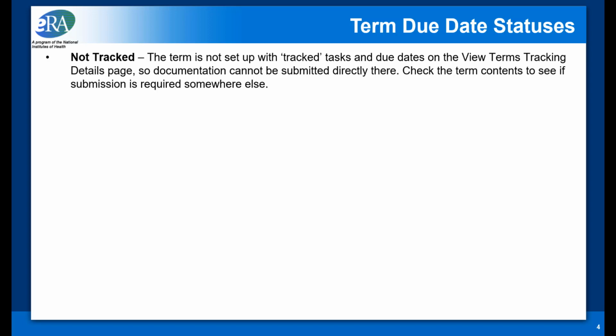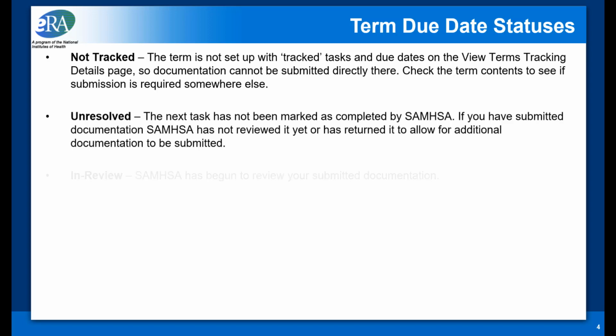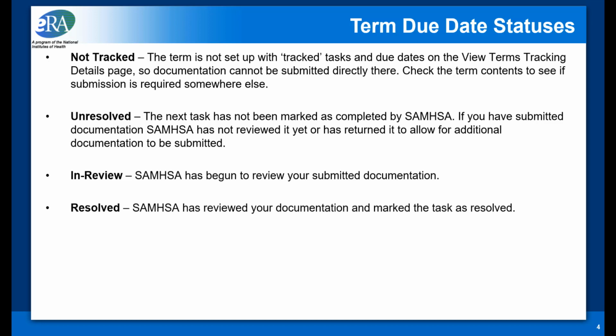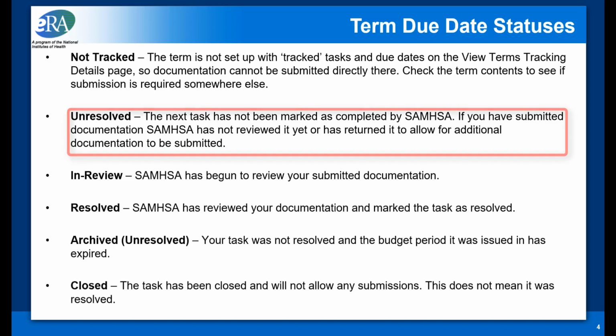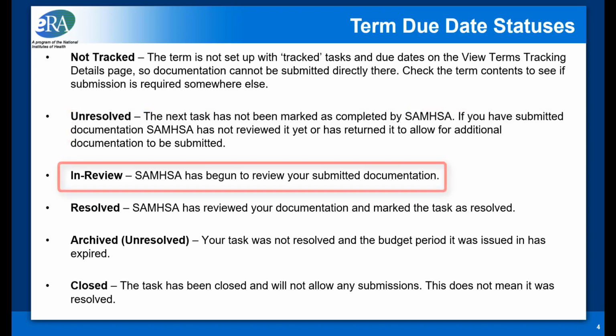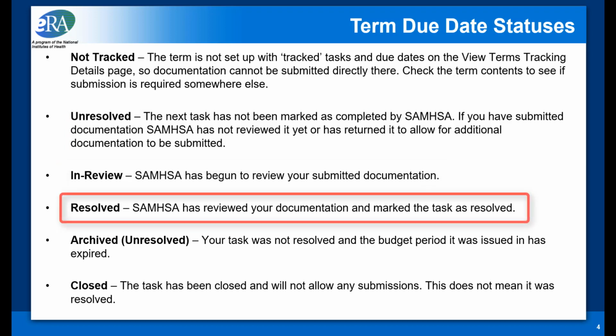Other statuses you might see include unresolved, in review, resolved, archived unresolved, and closed. Unresolved means that there are tracked due dates, and the next upcoming one hasn't been resolved yet. This could be because you haven't submitted documentation or because SAMHSA has not reviewed it yet. If SAMHSA does begin to review a submission, the status will change to in review. If your submission satisfies the term, the status will then be changed to resolved.